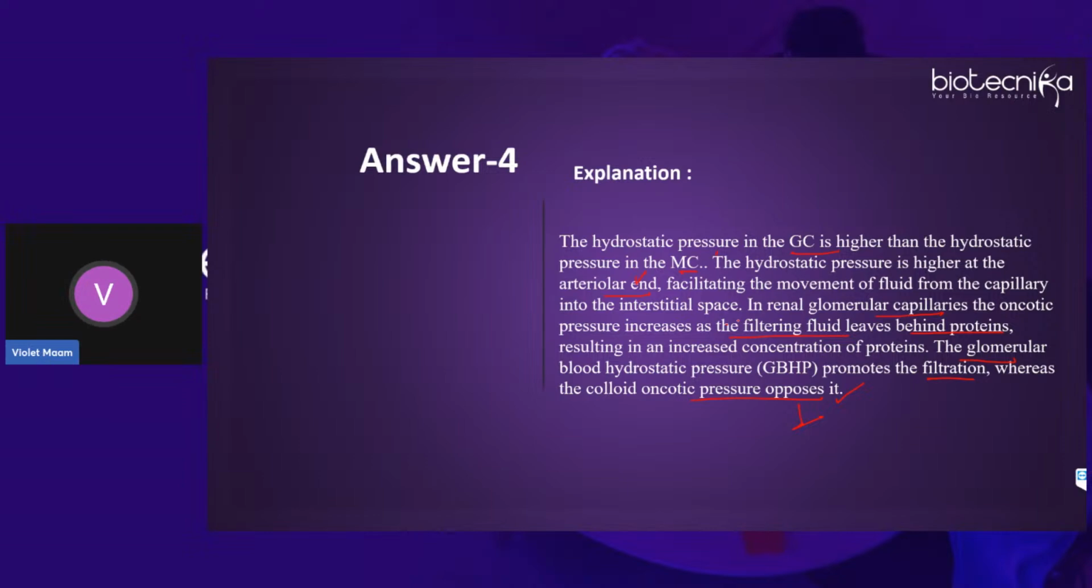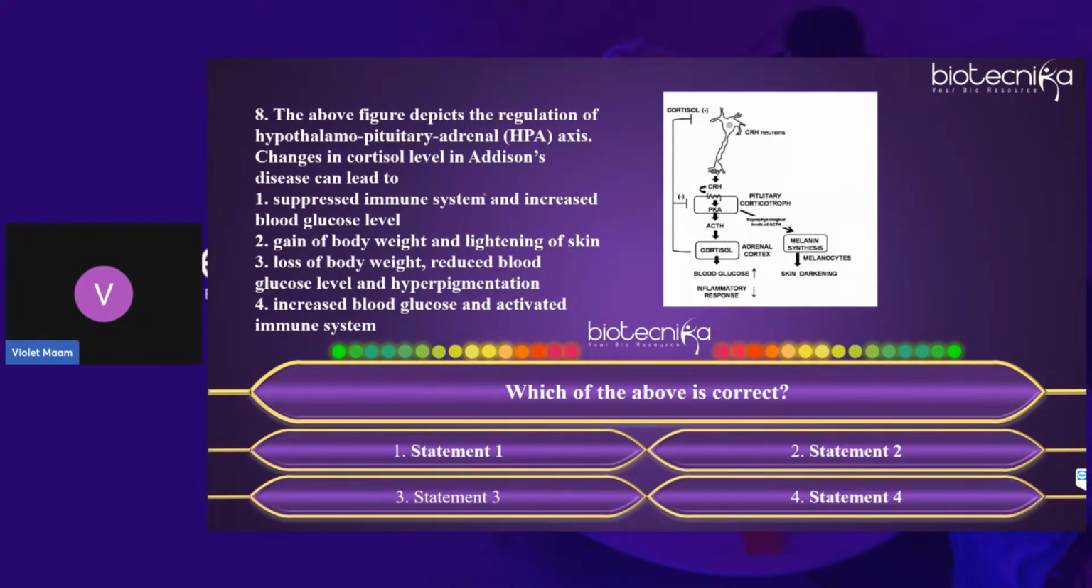Okay, let's move ahead and see. This is the last question for this session. The above figure depicts the regulation of the hypothalamo-pituitary adrenal axis. 1. Changes in cortisol level in Addison's disease can lead to suppressed immune system and increased blood glucose level.